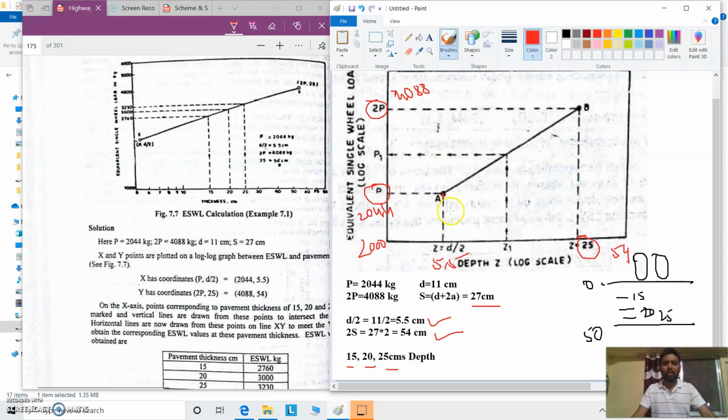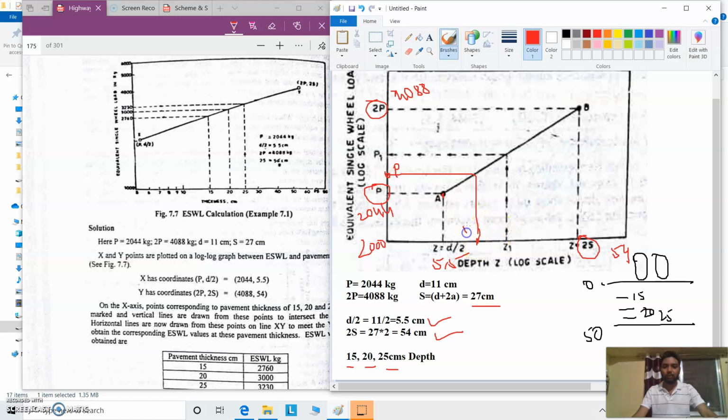So once we plot point A and point B, we need to join these 2 points with a straight line. A point coordinate is P comma d by 2, and B point coordinate is 2P comma 2S. Once we fix the points, we join these 2 points with a straight line, and then we can erect the particular depth values. For 15 centimeters, we erect from this 15 centimeter to this line, and where it cuts, you can erect this to the y-axis. Then we will get a particular load that is equivalent to single wheel load.